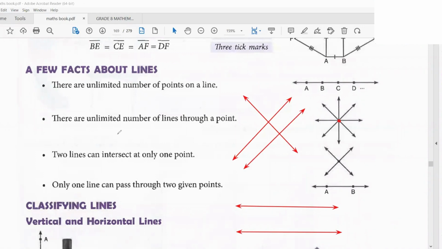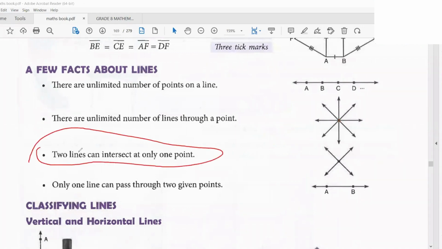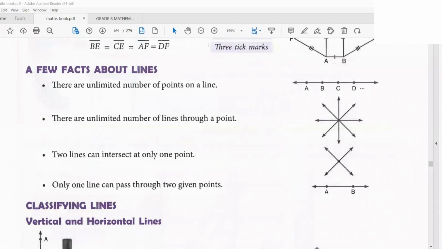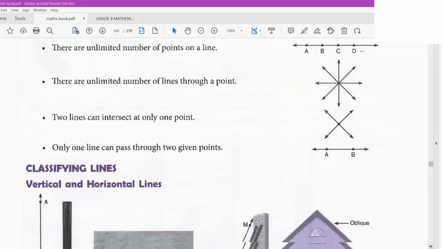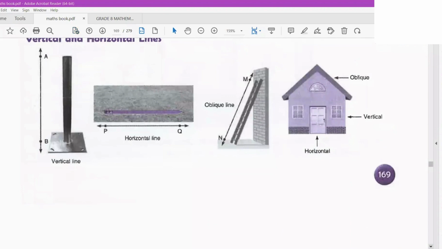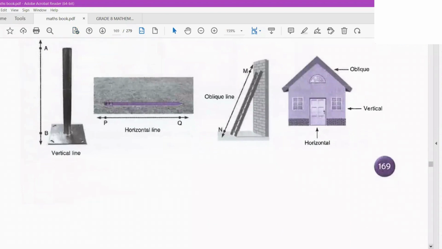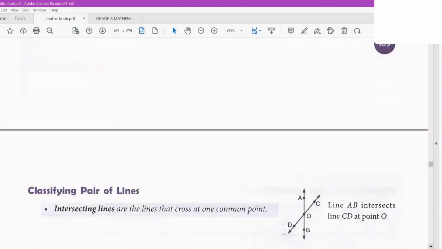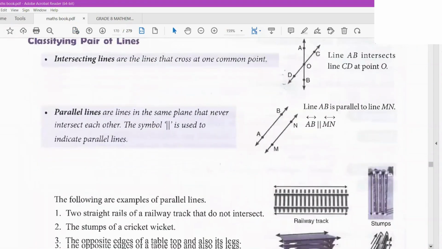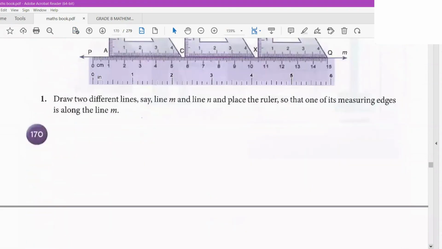So this must be clear. Two lines can intersect at only one point, and through one point, we can have an unlimited number of lines. Basically, we have a slanted or oblique line, a horizontal line, and a vertical line. Okay.